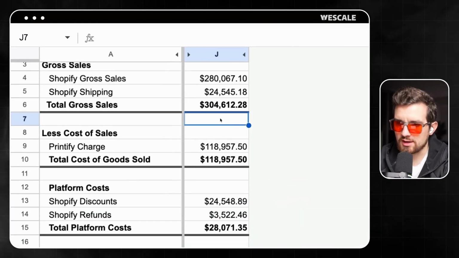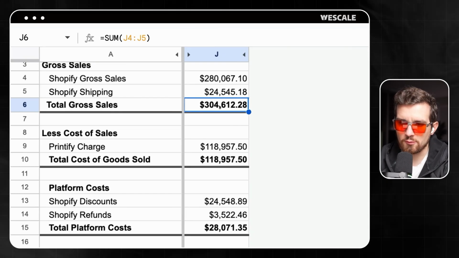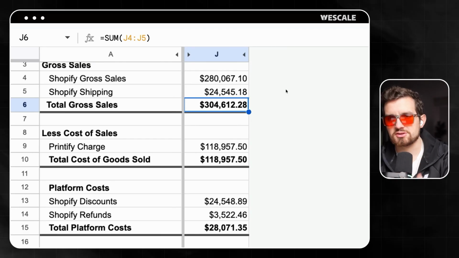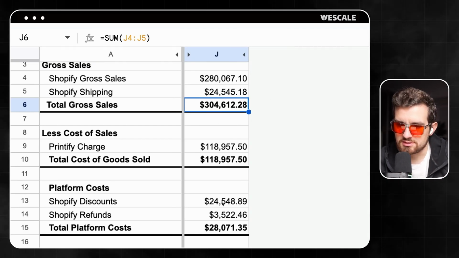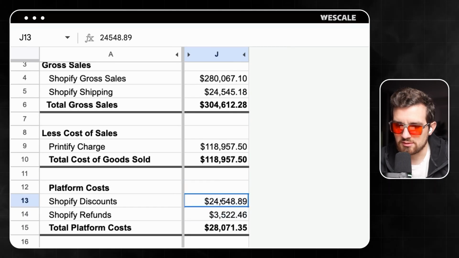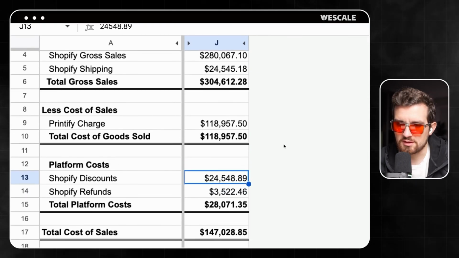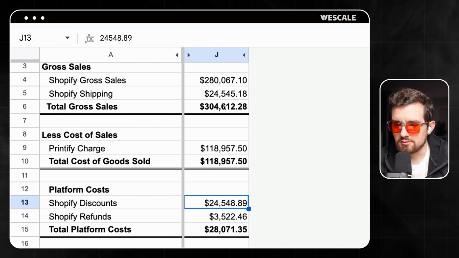And if you're wondering why it says 304,000 for total sales, but on Triple Whale, which just pulls in the Shopify data, it says 283, that's because Triple Whale is excluding discounts and refunds, and it's sometimes off by like a couple grand, which is really less than 1%.